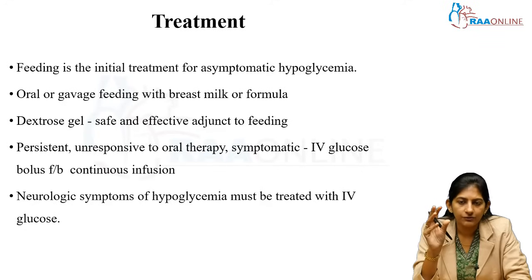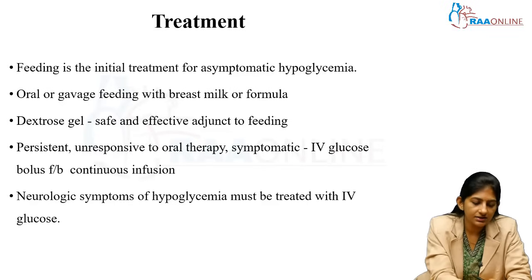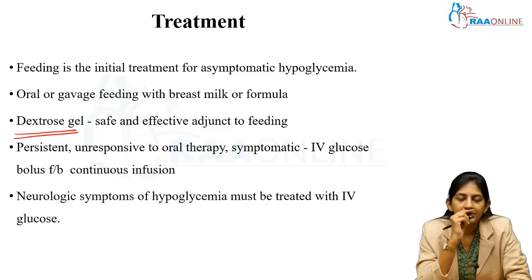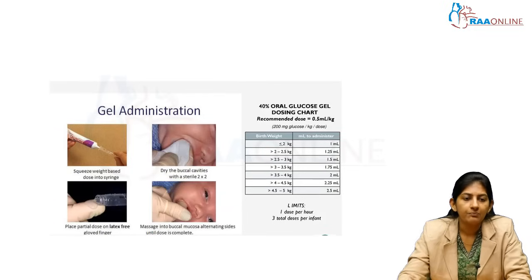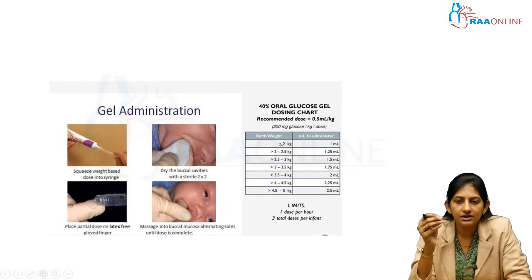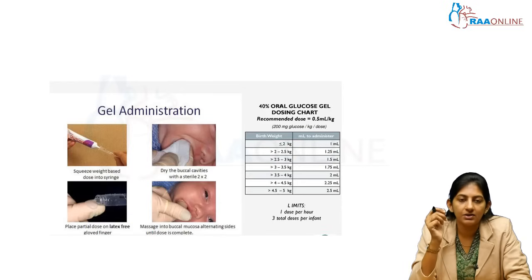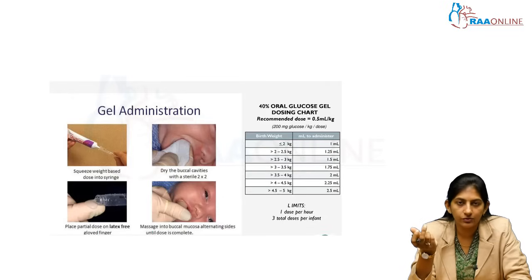Some new methods I wanted to describe before moving on to the protocol. One thing is this dextrose gel. I have an image. This dextrose gel is basically a quick remedy even if you don't have a Venflon, if the baby doesn't have an IV line. If you find that the baby has hypoglycemia and you have given a feed, or even before you give a feed, the baby is not sucking, and you want to put a gavage feed, it takes time, right? So this is something that can be done very quickly.